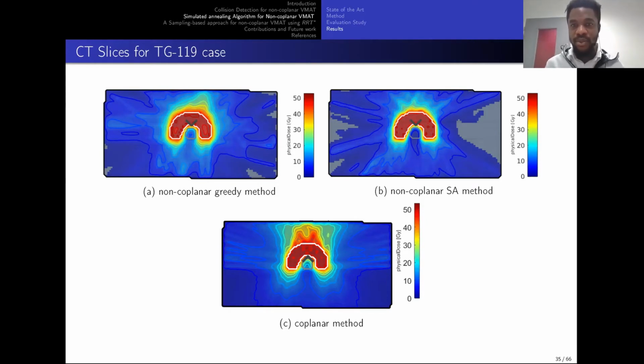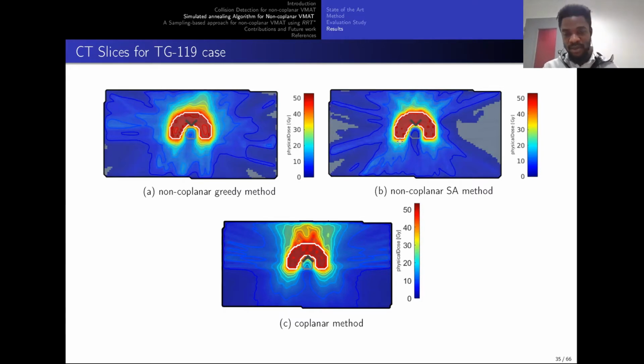You can see, for example, in the coplanar case, that you have a high dose area of 50 gray that exists outside of the target, which is not what we want. We want the target to have 50 gray and everything outside to have as low a dose as possible. We fix the target dose for the organs at risk to be 0 gray. So we see that more conformity is seen with our method, the non-coplanar SA method.